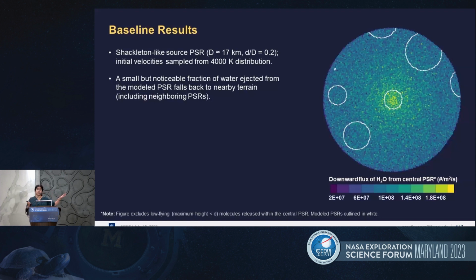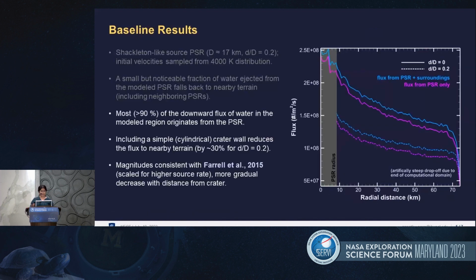And so if you look at the magnitudes of that flux, the downward flux is several orders of magnitude lower than the flux out of the crater. And so the point there is that it's a small but still noticeable fraction of water that falls back to the surrounding terrain. And one of the interesting things, I have some nominal PSRs outlined in white there. And so if you think of the spatial scales here, you'll notice that some amount of water from a PSR could fall back to other PSRs. And so there's this sort of interesting mixing process that might be going on there. We can also look at this in a different way.